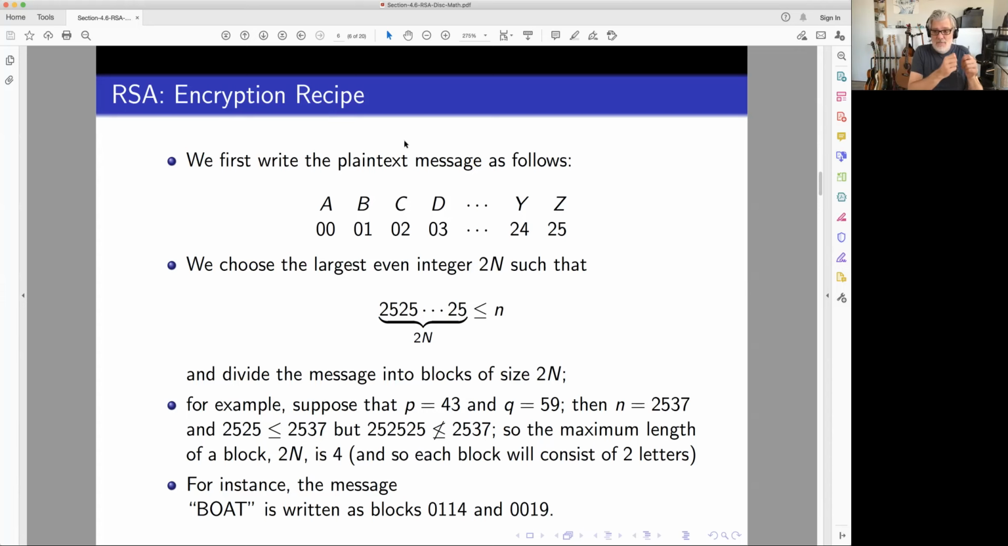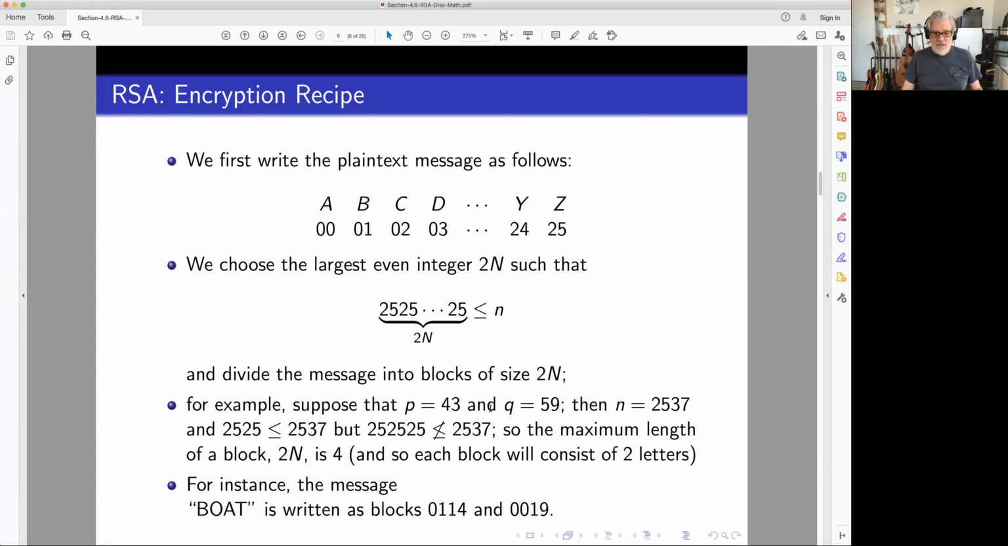Well, the biggest pair that I can use for a letter is 25. So you stack up 25s next to one another, like Z, Z, Z, Z, Z. That's the biggest number you can create with letters. You stack them up as many as you can, but still staying less than or equal to n as a number. So that's what this big N means. It's multiplied by 2 because we're using 2 digits for each letter.